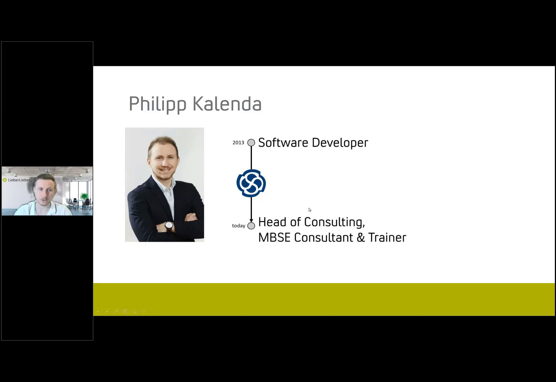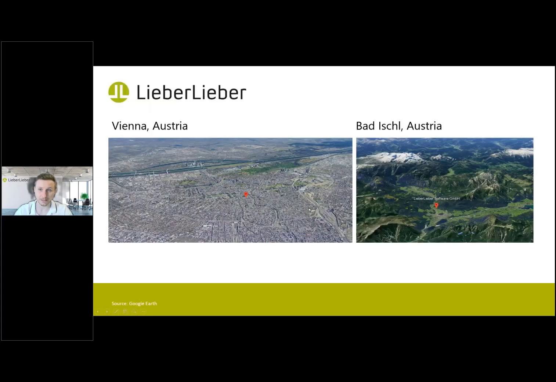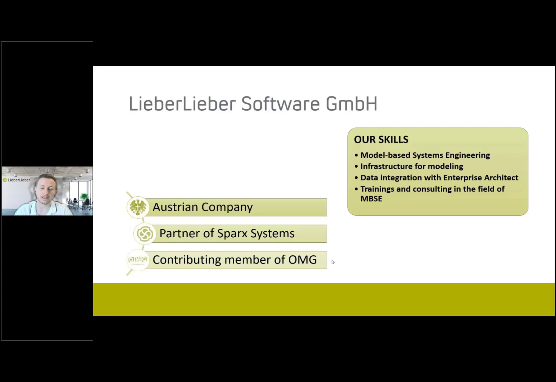A few words about the company, Liebe. We are an Austrian-based company. We have the headquarters in the capital of Austria, in Vienna, and we also have a second office near the Alps, near Salzburg, in Bad Ischl. Basically, what we do is everything that has to do with models, model-based software systems engineering, infrastructure for modeling, data integration, and of course, training and consulting in the field of MBSE.